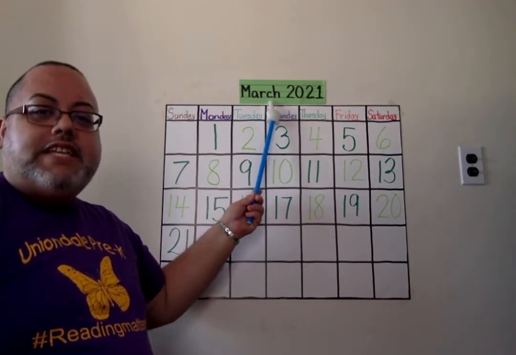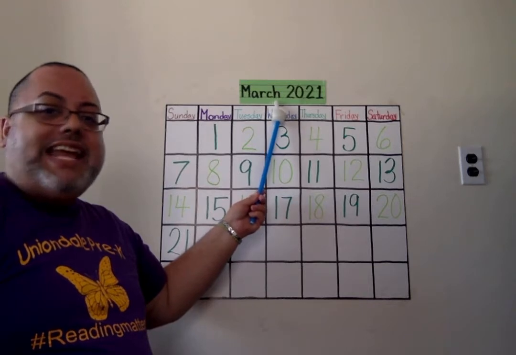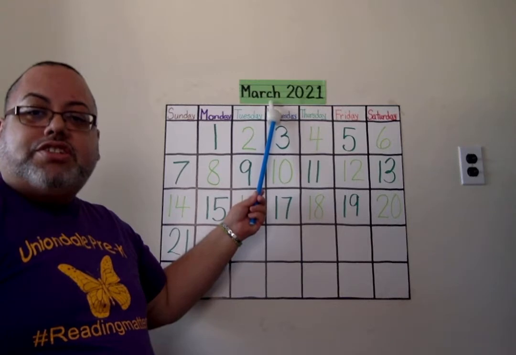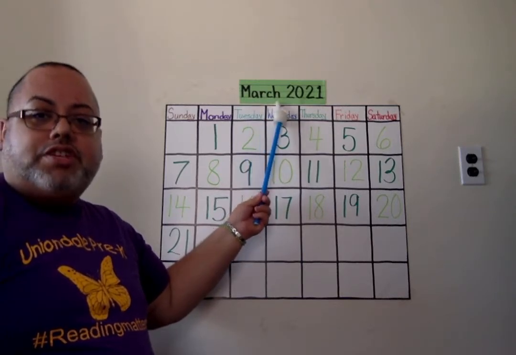Now you see there's a C before the H. So C and H make a different sound together. It's called ch, ch, ch, ch. So that's why it says March.